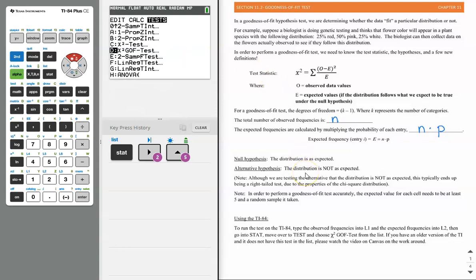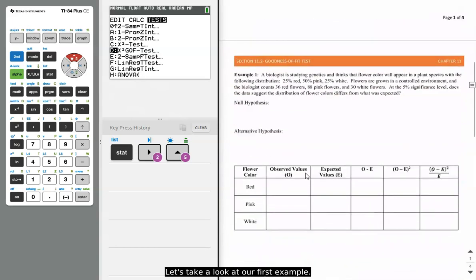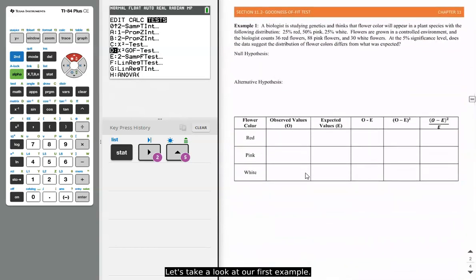So let's take a look at our first example. It says a biologist is studying genetics and thinks that the flower color will appear in a plant species with the following distributions: 25% red, 50% pink, 25% white. Flowers are grown in a controlled environment, and the biologist counts 36 red flowers, 88 pink flowers, and 30 white flowers. At the 5% significance level, does the data suggest the distribution of flower colors differs from what we expect?